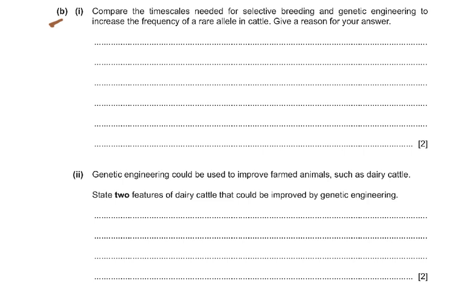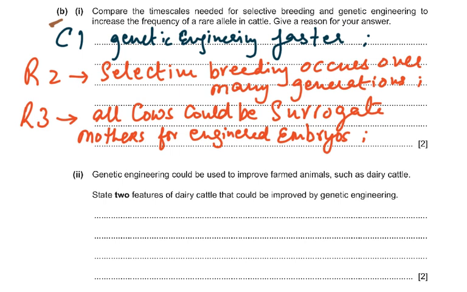So the question is to compare selective breeding and genetic engineering to increase the frequency of a rare allele in cattle, and give a reason for your answer. There was one mark for the comparison and another for the reason. So you had to compare and then give a reason. The comparison is genetic engineering faster, or you could have said selective breeding slower. The reason is selective breeding occurs over many generations, or you could have said all cows could be surrogate mothers for engineered embryos.